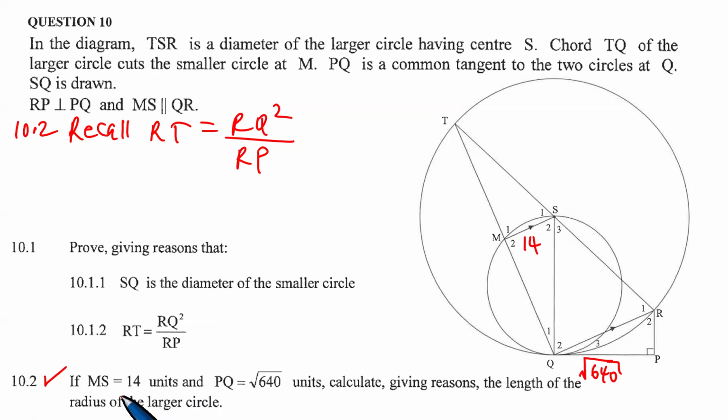We just need to find RQ, because we already know this one from the previous result. But now we want to find the radius of the larger circle. What do we do? We proceed as follows. We need to find QR or RQ. What is RQ at this point?